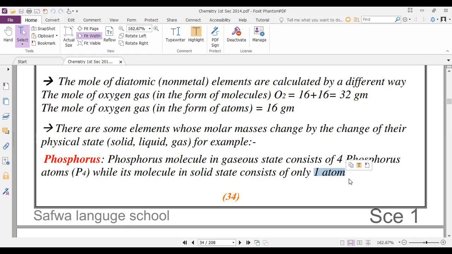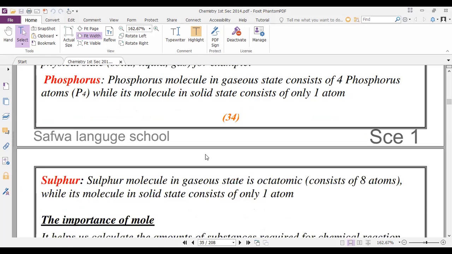Yes. So try to read about phosphorus. Phosphorus molecule in the gaseous state consists of 4 phosphorus atoms, P4, while its molecule in the solid state consists of only 1 atom. So you can treat phosphorus as solid or gas. If phosphorus is in a gaseous state, it will be 4 atoms. But if phosphorus is in a solid state, it will consist of 1 atom only. Okay?